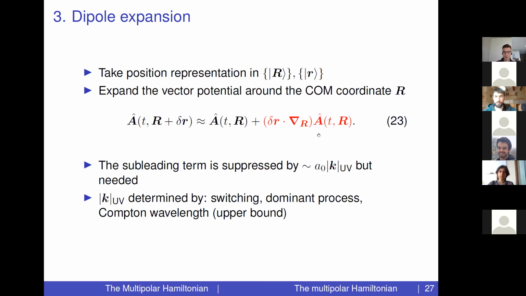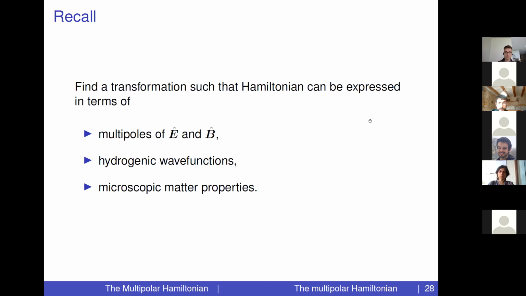Now, this term here is suppressed by the Bohr radius and some maximum wavelength of the field. And again, this can come from the physical process that we're considering. In the end, it is upper bounded by the Compton wavelength, but usually one has to be below the Compton wavelength in order to have a valid Taylor expansion of the field operator. So again, what we want to find is the multipolar Hamiltonian in terms of hydrogenic wave function and the microscopic matter properties.